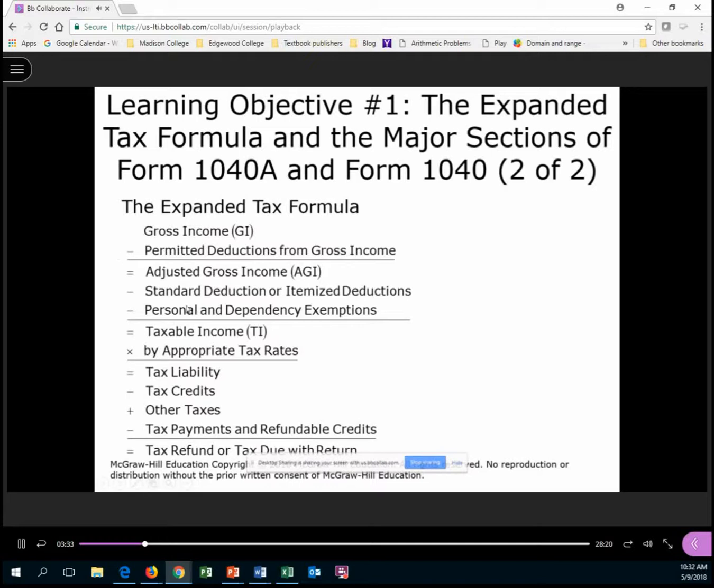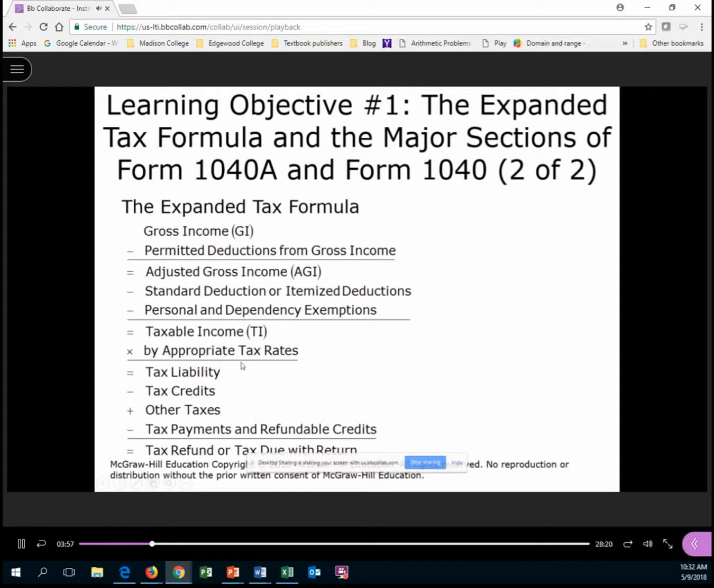Then on page 2, we'll take either the standard deduction or itemized deductions. And then we have personal dependency exemptions, and that's $40,050 this year for each exemption. Then we wind up with the taxable income multiplied by the appropriate tax rates, and that is what our calculated liability is.